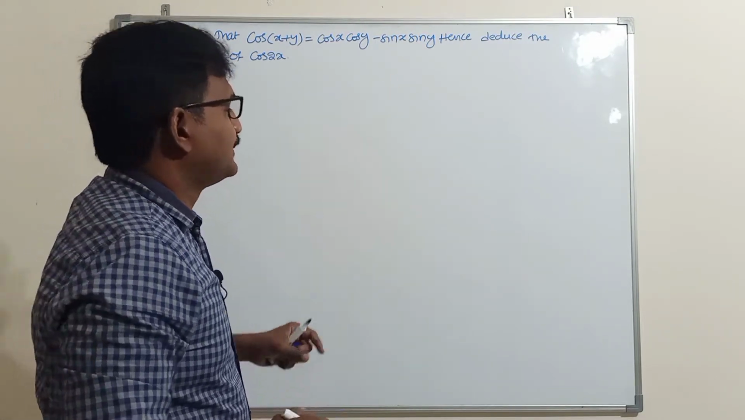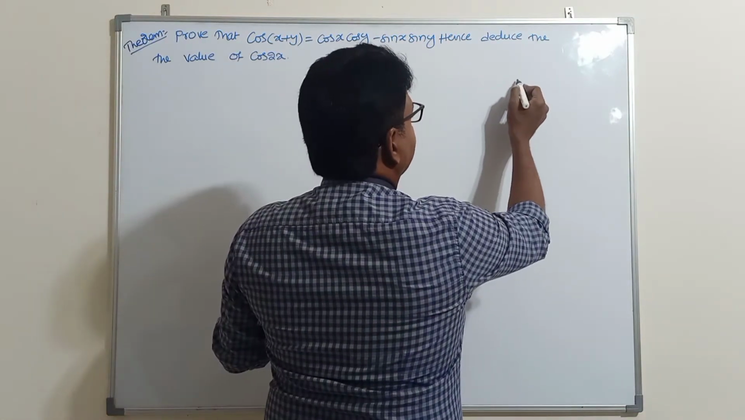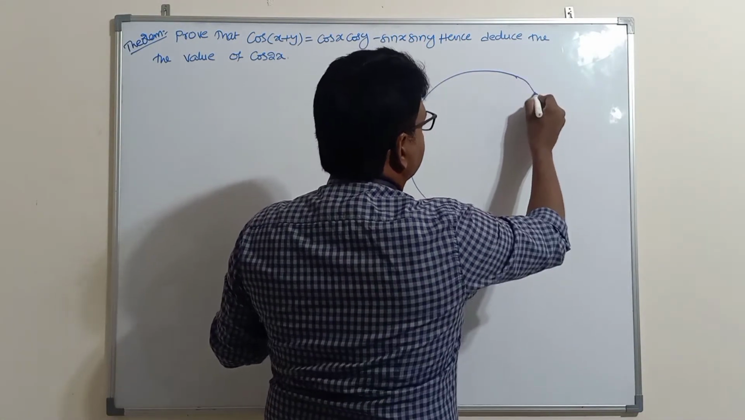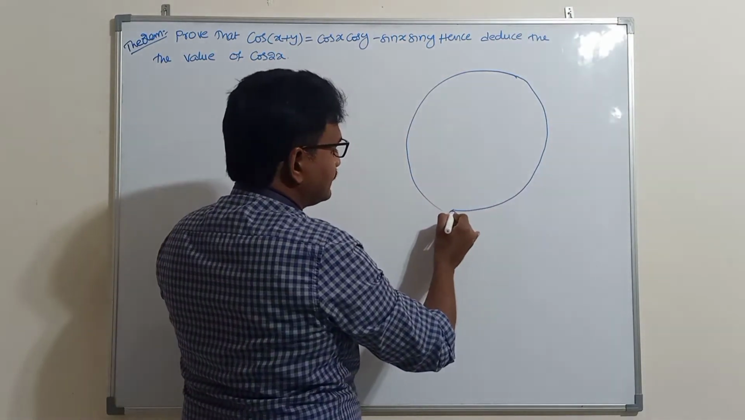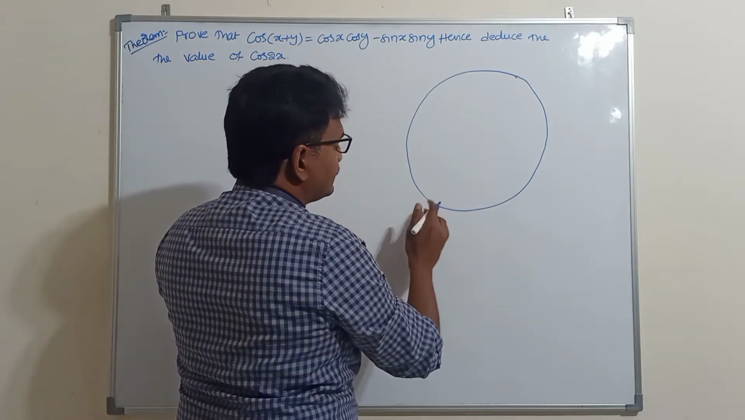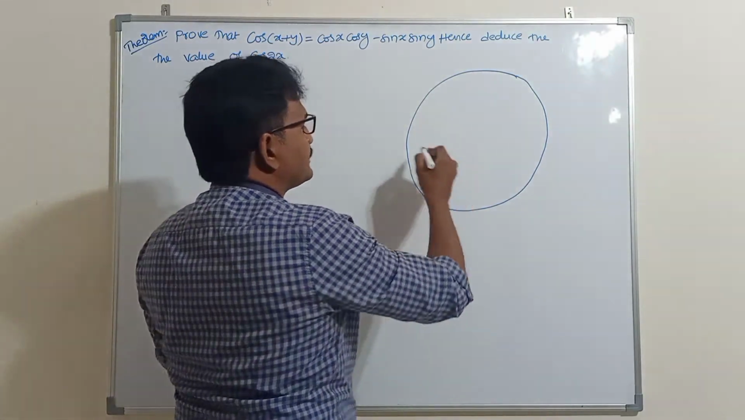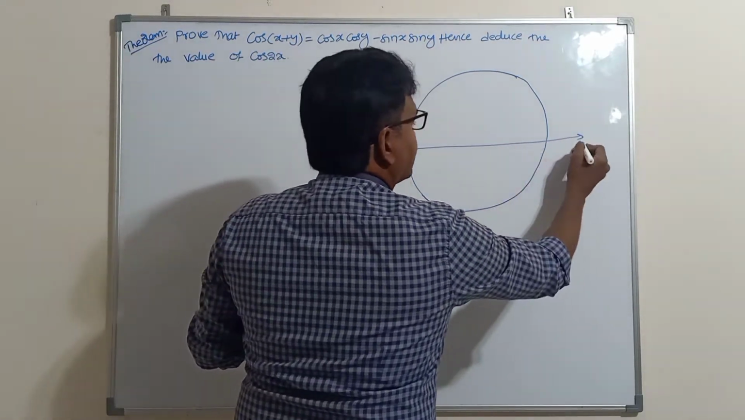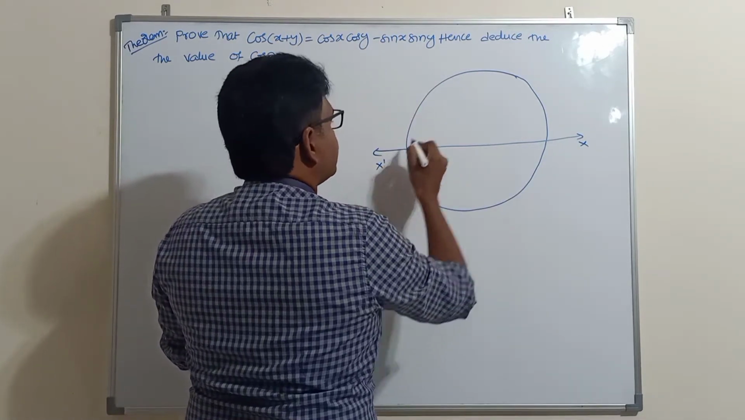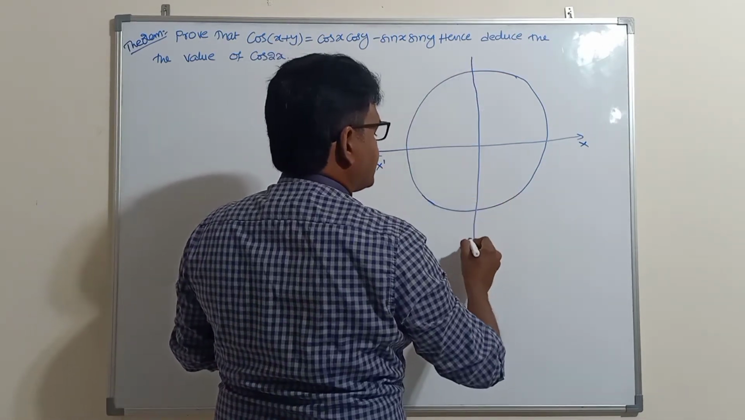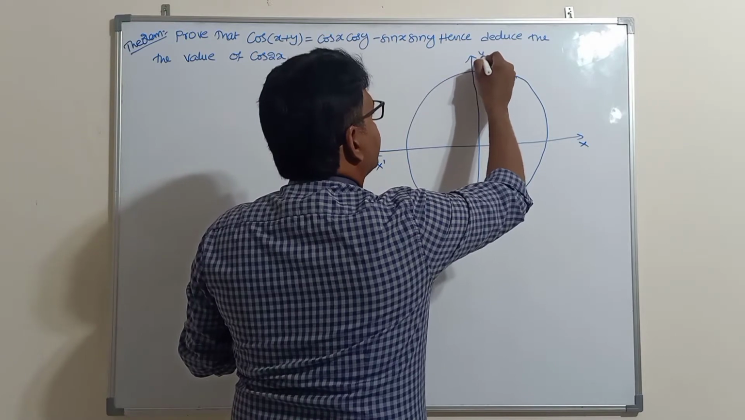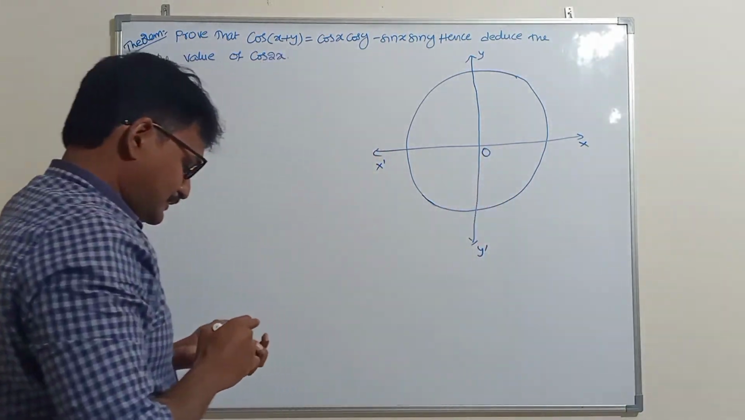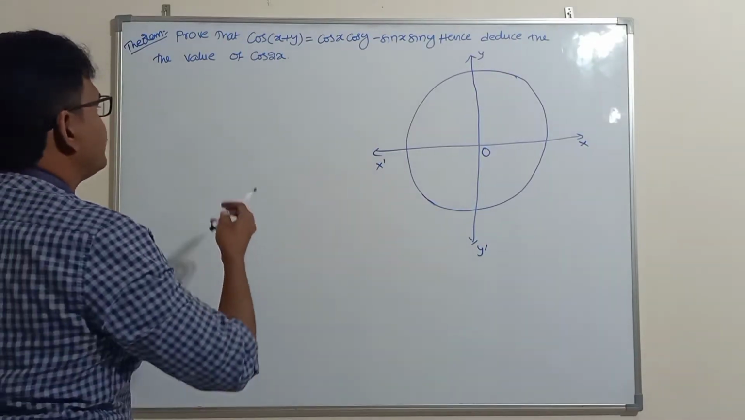Let us prove it. So, consider a unit circle. Unit circle means radius is 1 unit. X dash, this is y axis, Y dash. Center is origin.